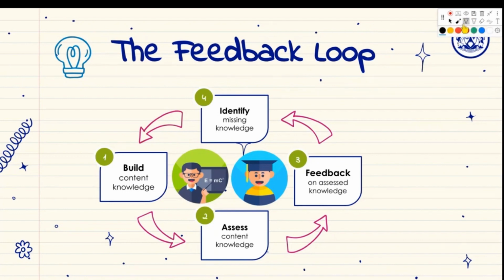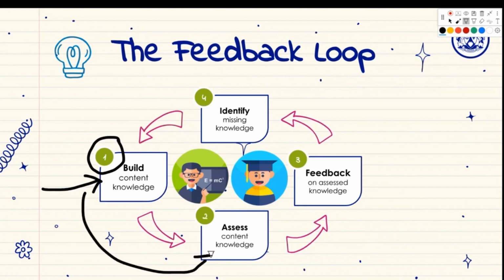So the feedback loop starts over here, and this is what we call, in other words, teaching. This is when we build content knowledge. First and foremost, we talk to our learners, we discuss certain things with them, and we try to construct new knowledge. Then, in order for us to know whether or not they've actually learned it, we assess the content knowledge. Now, this is done in many different ways.